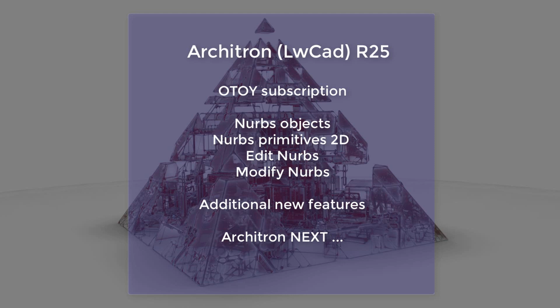In the first chapter, OTOY subscription, I'll show you how this is affecting the licensing system. The next 4 chapters are about the new Nurbs system: Nurbs objects, Nurbs primitives, Edit Nurbs and Modify Nurbs. In these chapters I'll show you new cool tools for Nurbs modeling in Cinema. In the additional new features chapter, I show you some new features in existing tools, and finally in Architron NEXT, as usual, I'll show you what you can expect in next versions of Architron.